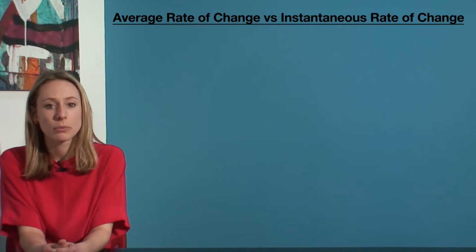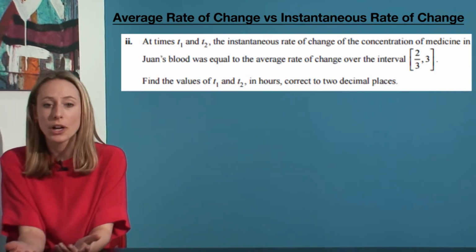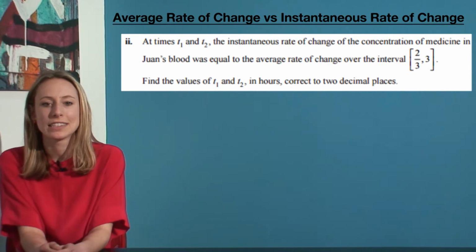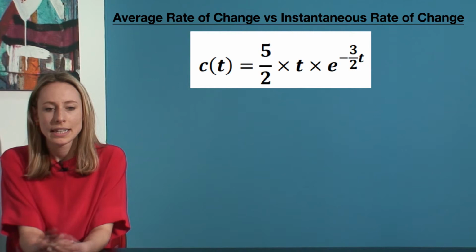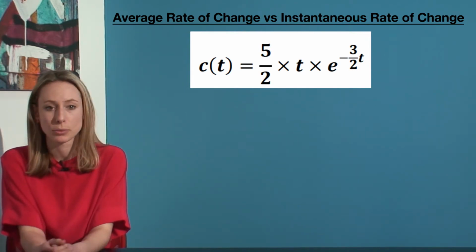Part 2 of the question requires us to take the average rate of change calculated in the first part and work out when the instantaneous rate of change is equal to the average rate of change. As we are now dealing with the instantaneous rate of change, we need to calculate the derivative. Here, we have two different functions multiplied together, so we need to use the product rule.